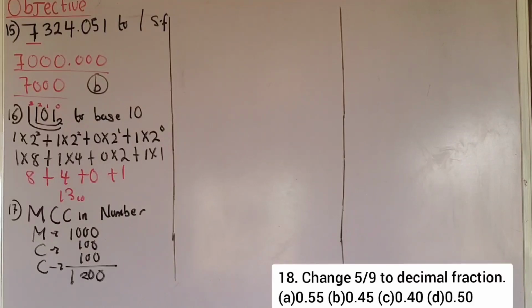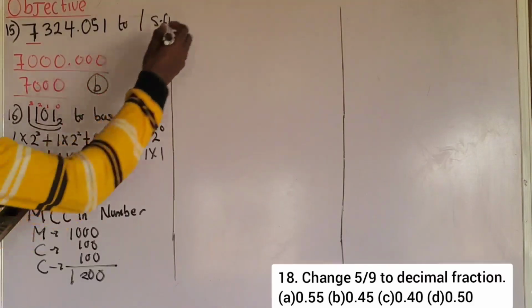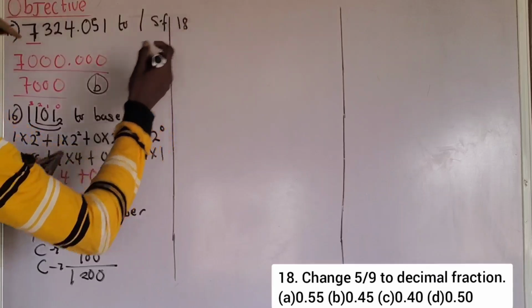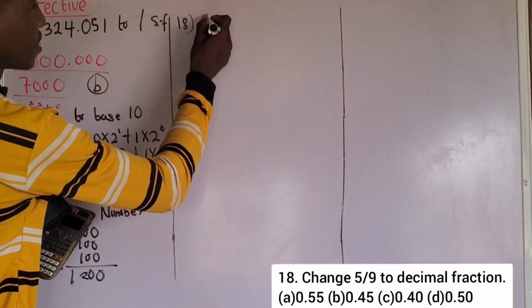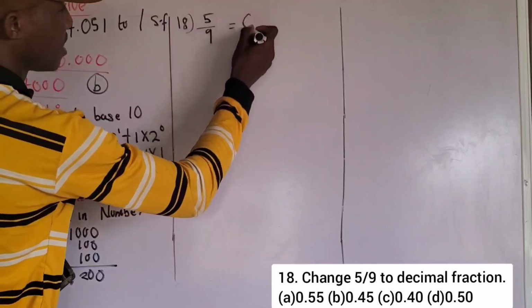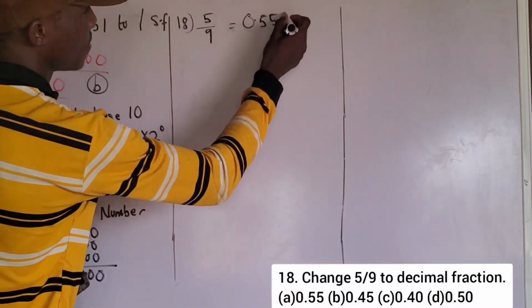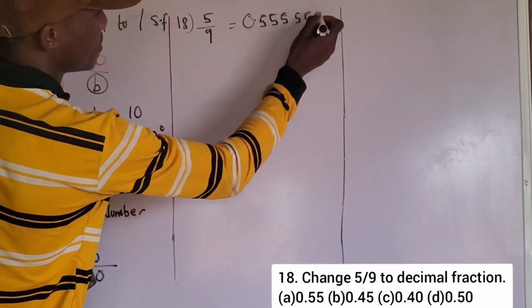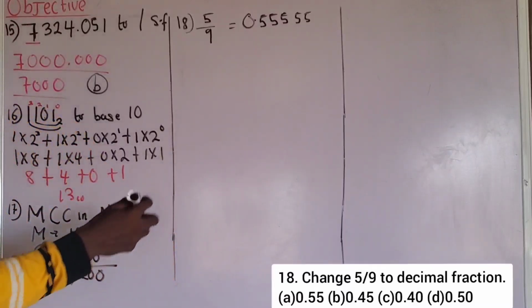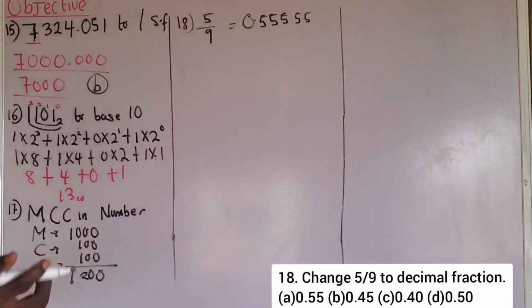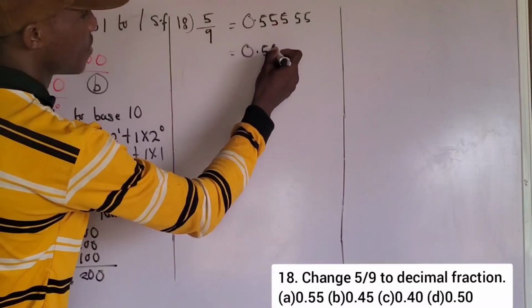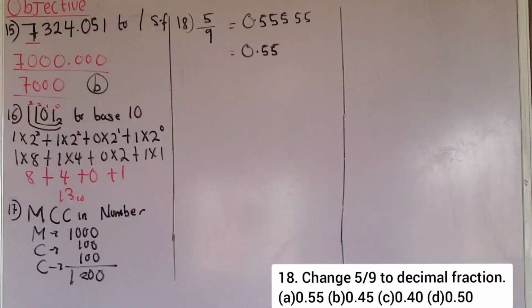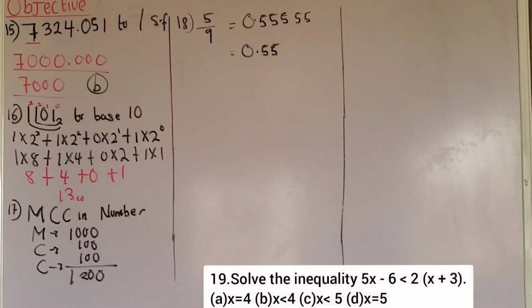But since there is no approximation, okay, let me write it on the board. Question 18. Change 5 over 9 to decimal fraction. That is 0.55555. And so now, because we are not asked to approximate, the decimal will be 0.55. Okay. So the right option to that question is option A. Do you understand? Now let us proceed to question number 19.